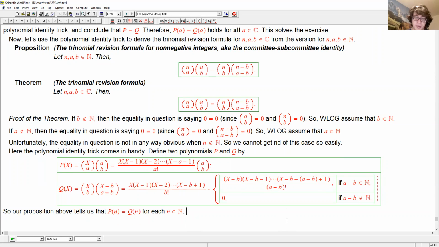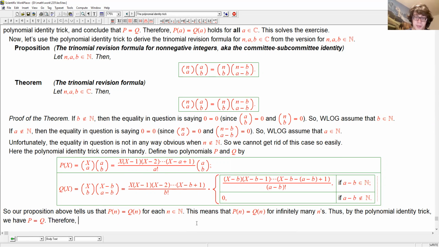And therefore, this means that P of n is Q of n for infinitely many n's, because there are infinitely many non-negative integers. Thus, by the polynomial identity trick, we have P equals Q, and therefore P of n is Q of n for all n in C, not just for the non-negative integers, but for any kind of numbers. And this is exactly what we want here.